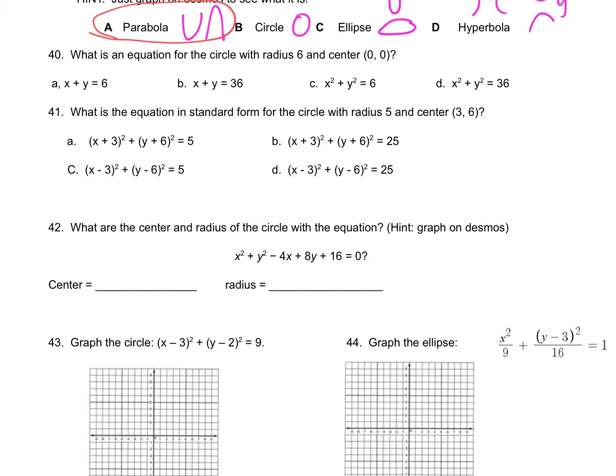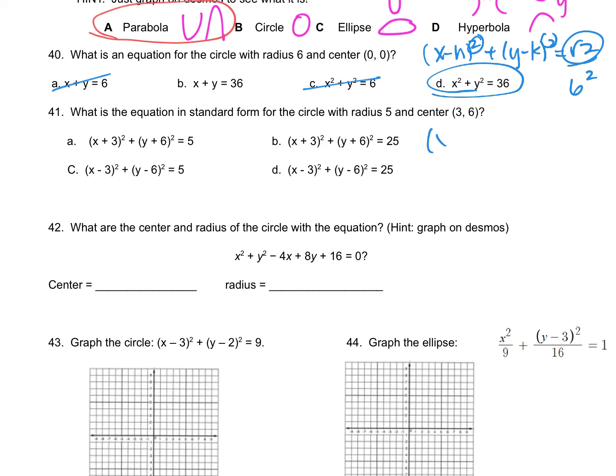Okay, the next one, we could use Desmos, but I think it's easier if we just know our rules. Remember, a circle has a square and it has a plus in the center. So it's (x minus h) quantity squared plus (y minus k) quantity squared is equal to r squared. So in our case, our radius is 6, so it's got to be 6 squared, which is 36. So that eliminates these two, and then we also have to have the square, so it's got to be choice D.